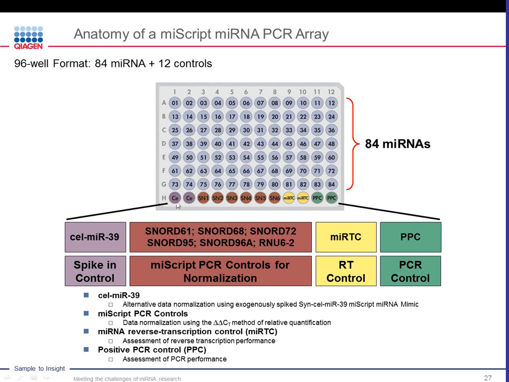There's C. elegans miR39 assays that enable targeting of a spike-in that is added during fluid total RNA preparations. We also have miScript PCR controls, which are small nuclear and small nucleolar RNAs that are highly useful for data normalization when working with cells or tissues. We have microRNA reverse transcription controls and also positive PCR controls, or PPC. And what these allow you to do is monitor for reverse transcription performance and also to enable assessment of PCR performance.